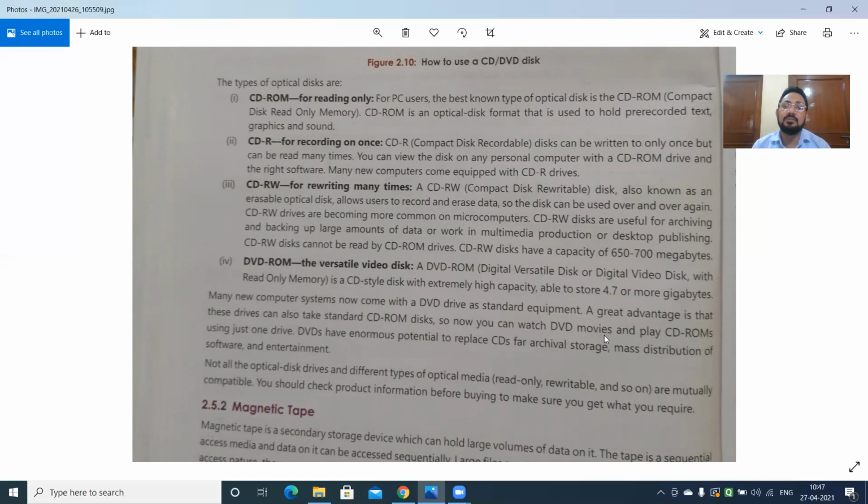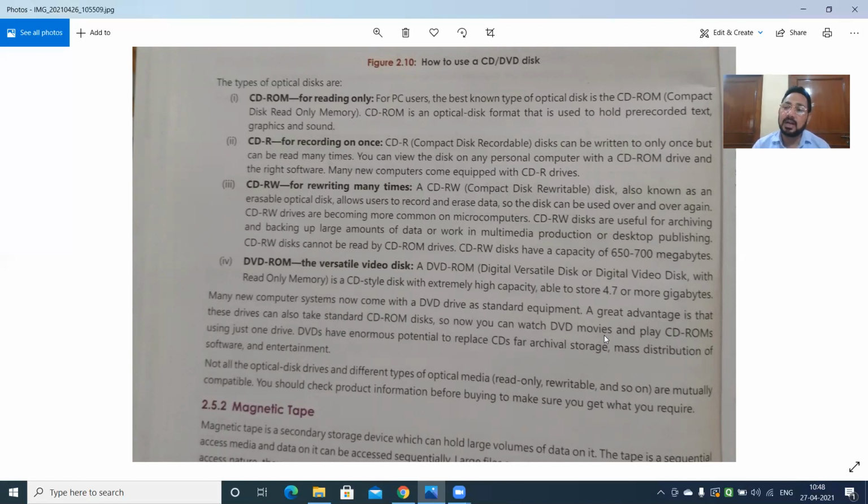CD-RW drives are becoming more common on microcomputers. CD-RW devices are useful for archiving and backing up large amounts of data or work in multimedia production, or desktop publishing. CD-RW discs cannot be read by CD-ROM drives. They need another drive. There are different types of CD-RW discs, with a capacity of 657.